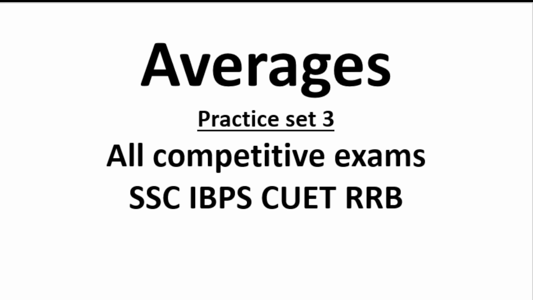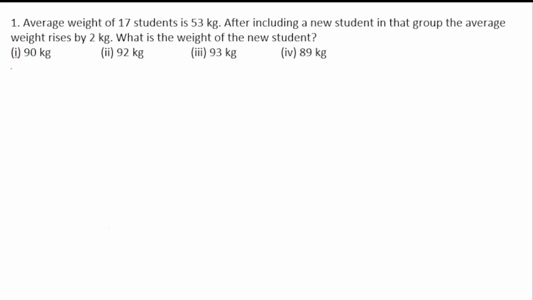Hi, in this video we will discuss another set of questions from the topic averages. The first question is, average weight of 17 students is 53 kgs. After including a new student in that group, the average weight rises by 2 kgs. What is the weight of the new student?